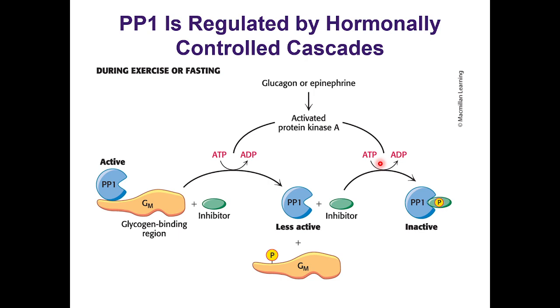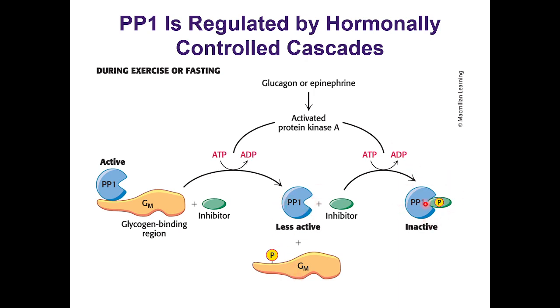And so this is going to be the active form right here. That's the glycogen binding region right there. And this active PP1 is then going to be phosphorylated for the GM right here. That's going to split this PP1 off. And this PP1 will be the less active form that's not bound to the GM.